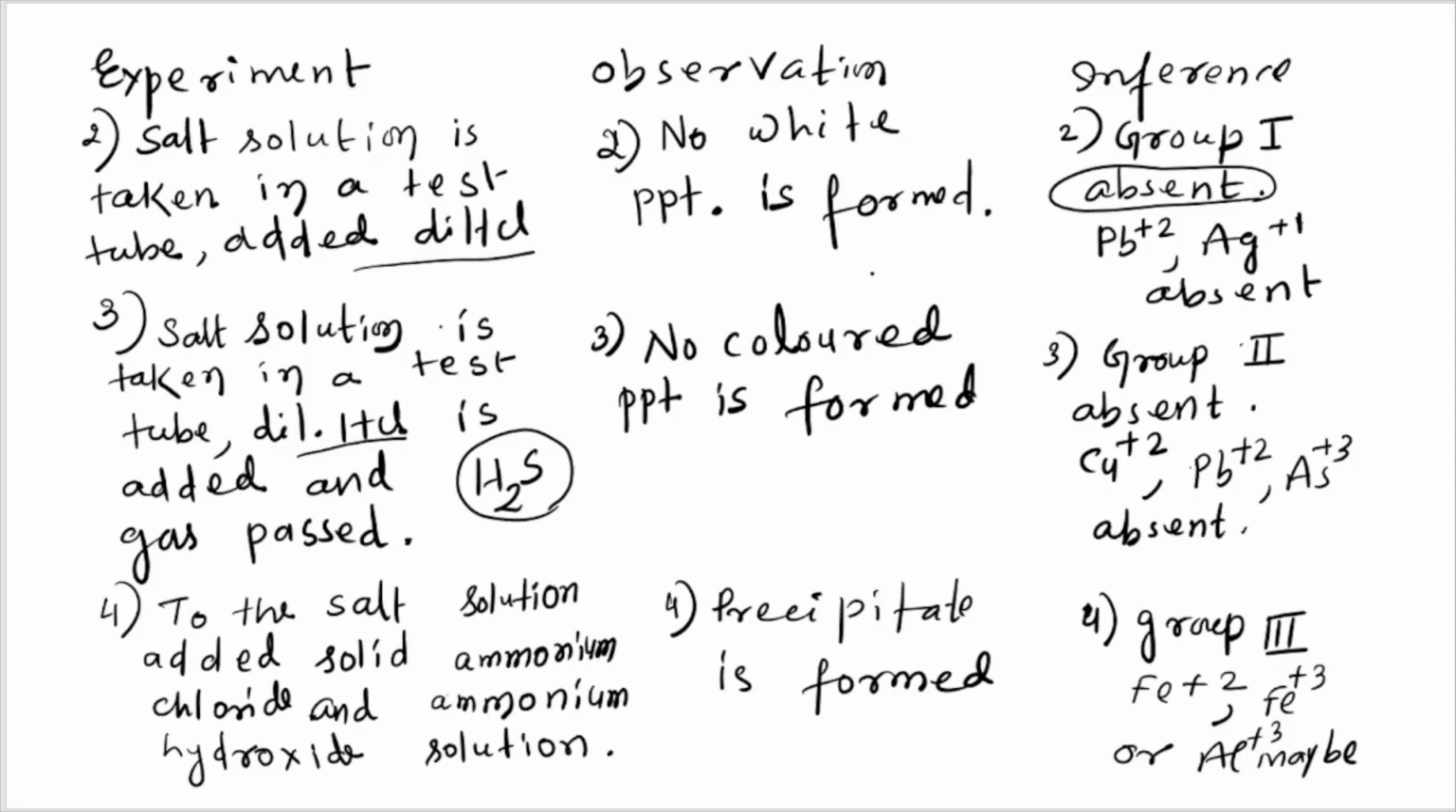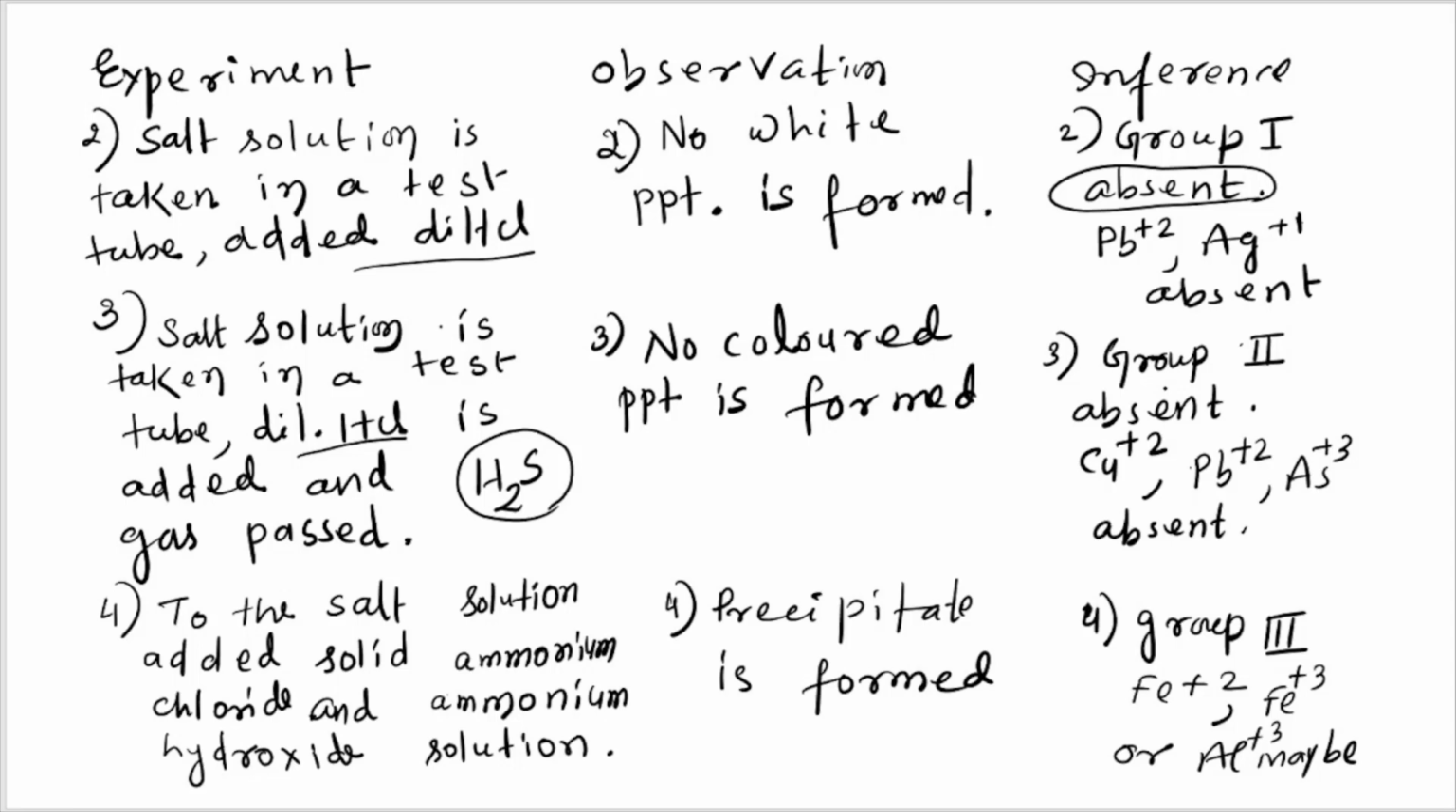H2S gas is passed, no color PPT is formed, because if second group radicals are present, they will give a colored PPT, generally a black color PPT. But since there is no color PPT, group 2 is absent. Then which are absent? Cu+2, Pb+2, As+3, all are absent. So other radicals are there, but that is not so important for the +2 class. Then come to third group.